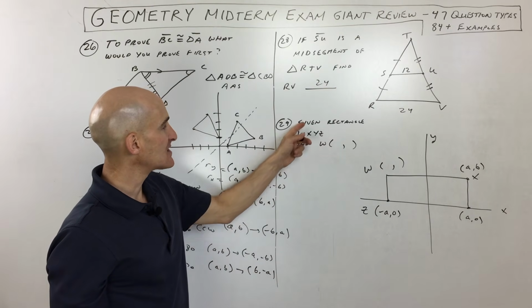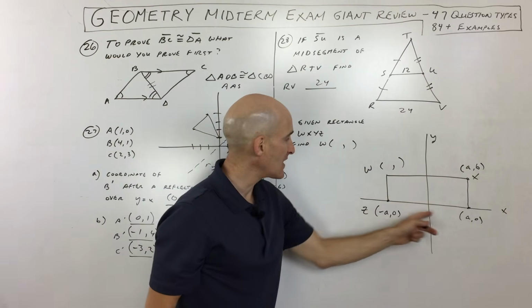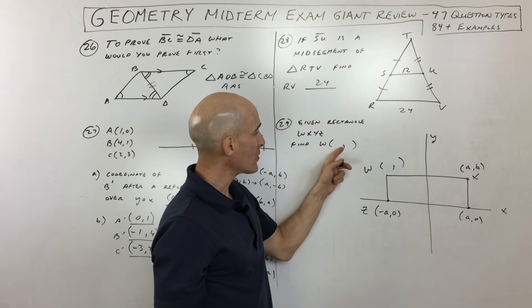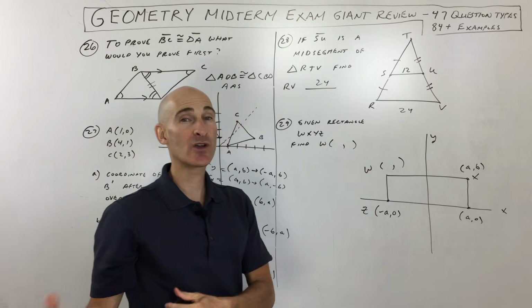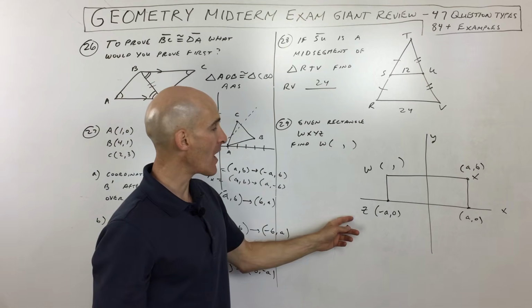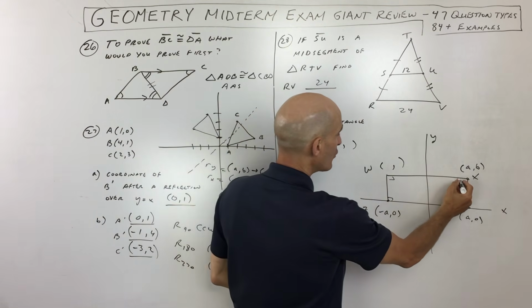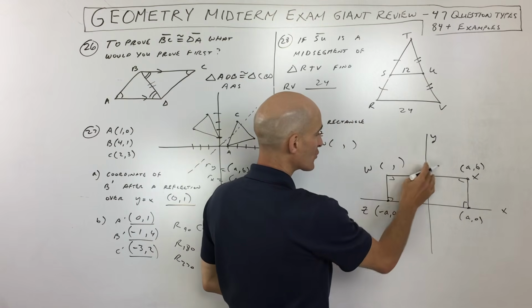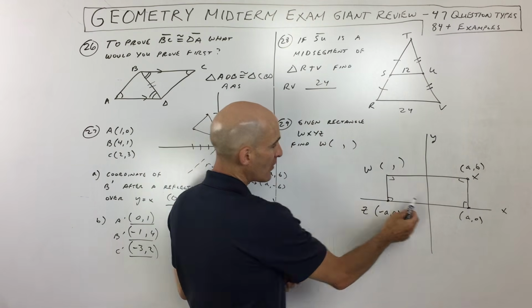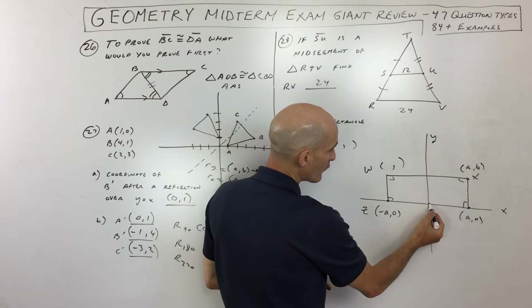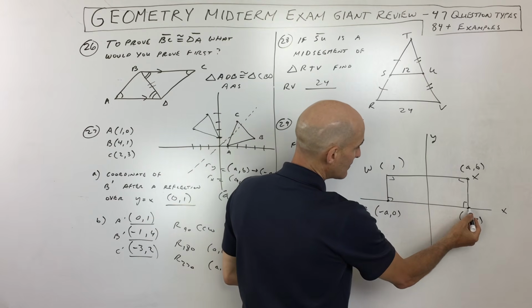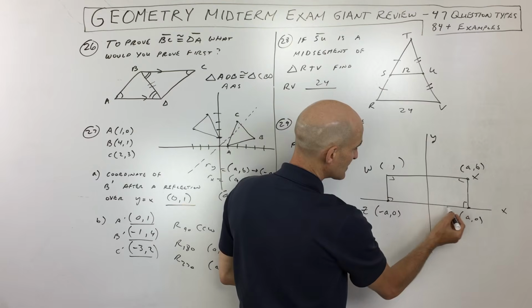Number 29, it says, given this rectangle WXYZ, find the coordinates of point W. This is like what they call a coordinate proof or a coordinate type problem, but they tell us it's a rectangle. We know these are 90-degree angles. We know that the opposite sides are congruent. And so what we have to figure out is, how do we find the coordinates of this point? Well, if we're going right A, comma 0, so this length here is A.